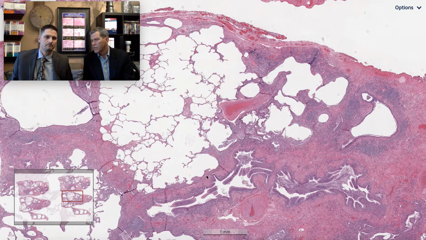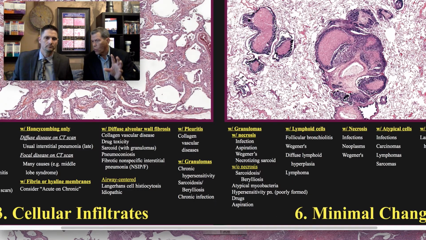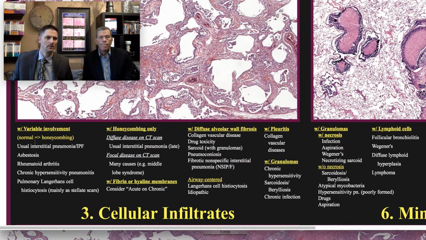So let's go back to the poster for a second and look at that differential diagnosis for variable fibrosis. Fibrosis with variable involvement: usual interstitial pneumonia of idiopathic pulmonary fibrosis, asbestosis, rheumatoid arthritis and other connective tissue diseases, but rheumatoid arthritis is the one that most commonly shows this pattern of variable involvement, chronic hypersensitivity pneumonitis, and pulmonary Langerhans cell histiocytosis. So the clinicians have said rule out IPF, and the top diagnosis in this category is usual interstitial pneumonia, or IPF, clinically.